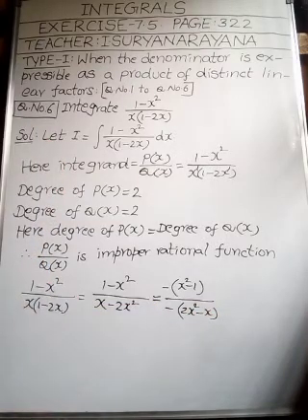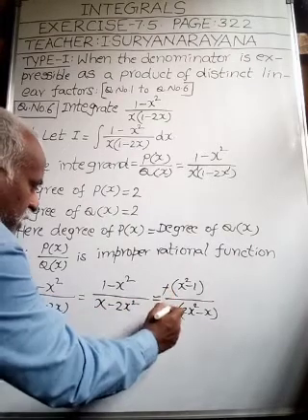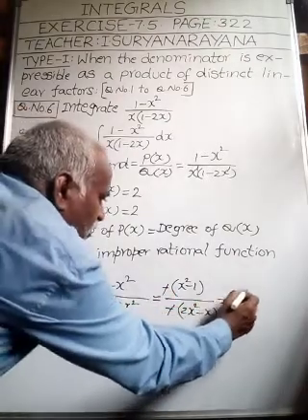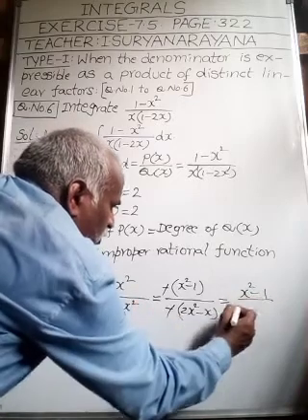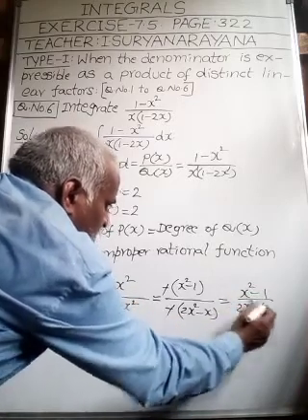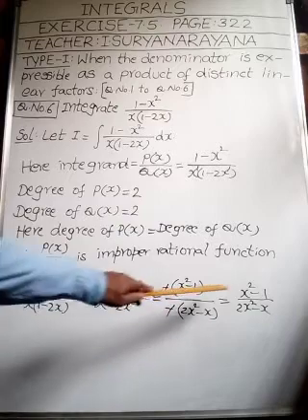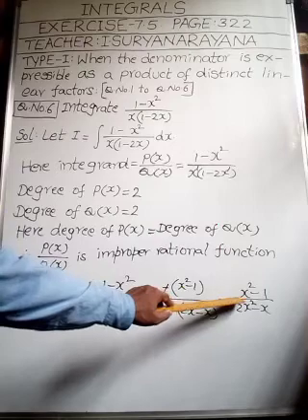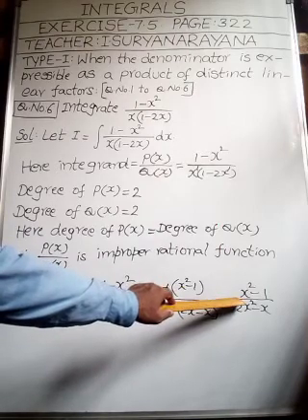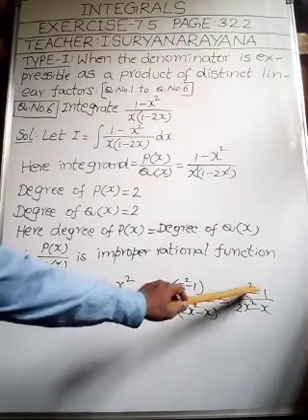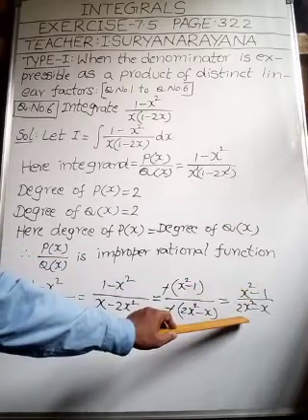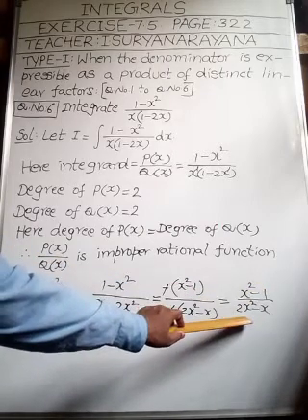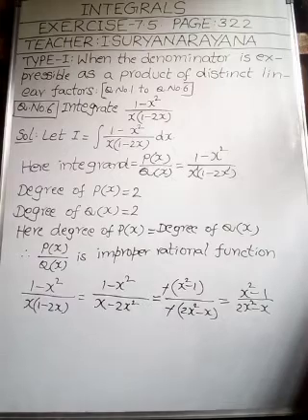Understood this step, my children? Right. Then strike out minus minus. What will you get? (x square minus 1) by (2x square minus x). We converted this rational function into our convenient form. Now we have to divide this numerator by this denominator. Here we use long division. Okay, my children, understood?